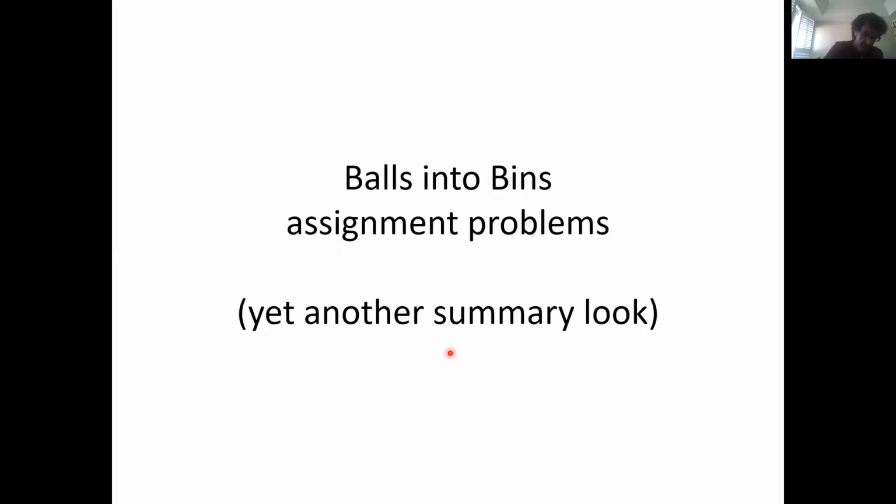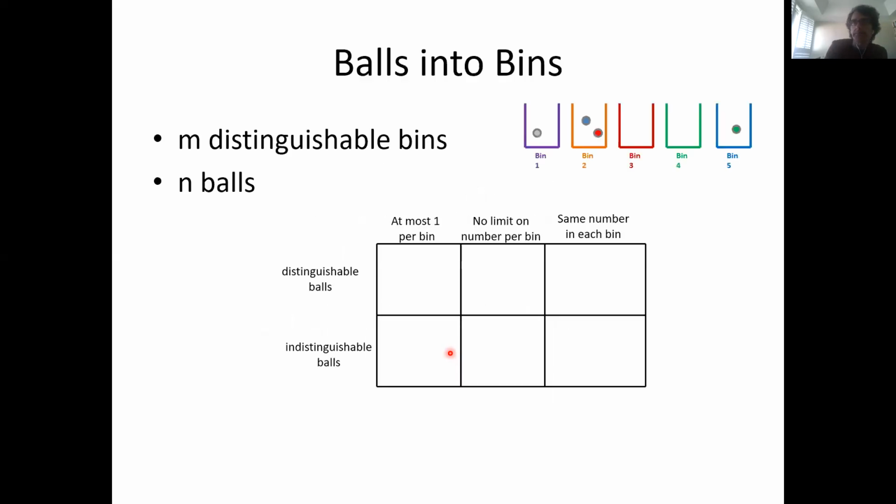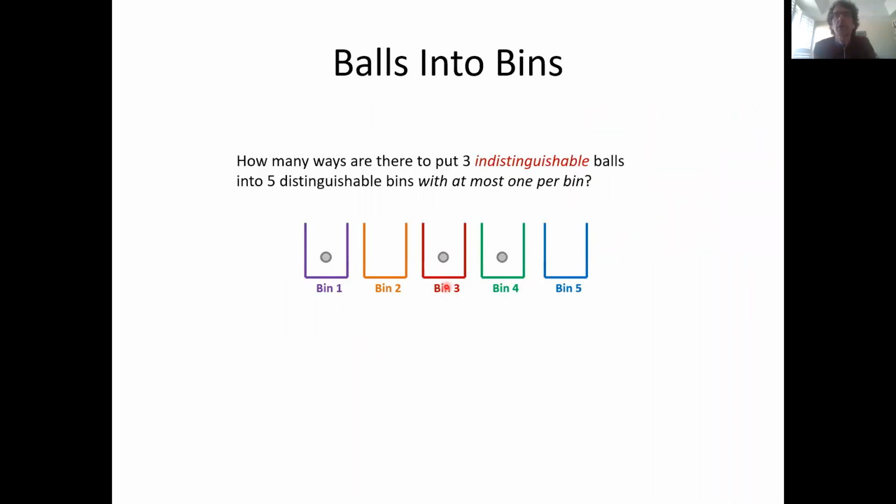So let's try a summary look once more, and expand the table of possibilities a little bit. We have M bins, which are always distinguishable, labeled from 1 to 5, and N balls, and sometimes the N balls can be labeled, each one different, or they are all gray. Sometimes we'll have this at most 1 per bin constraint, and we'll have no constraint. Or here is the natural constraint, same number in all bins. It's between these two. So we already know how to fill these up, because we just did so.